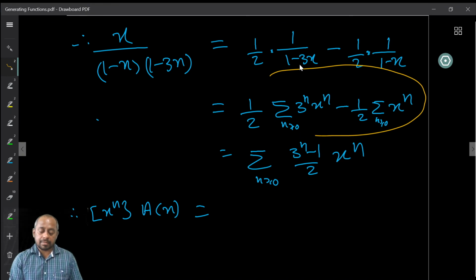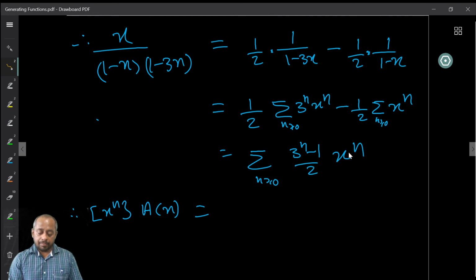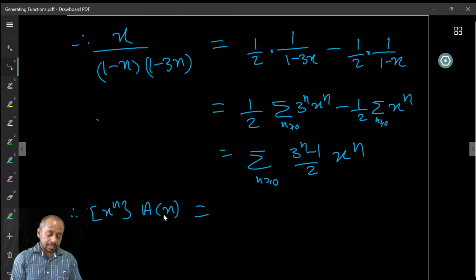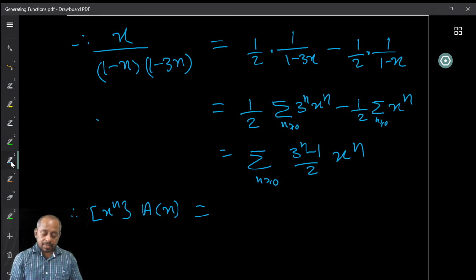1 by 1 minus 3x is summation 3 raised to n, and this is summation raised to n. So therefore, we get summation n greater than or equal to 0, 3 raised to n minus 1 by 2 x raised to n. So from the second term, the coefficient of x raised to n is minus 3 raised to n minus 1 by 2. So therefore, coefficient of x raised to n in A of x, the whole of A of x, is equal to the first one we computed, right? Which is 5 into 3 raised to n.